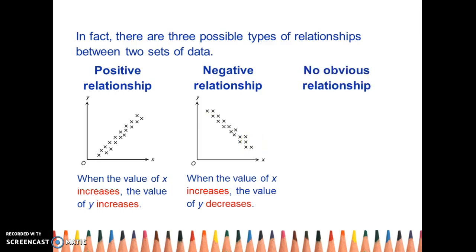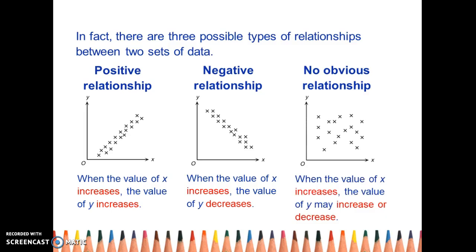So another one will be no obvious relationship. Remember, you have to say no obvious relationship. You cannot say that there is no relationship between two sets of data. You should say no obvious relationship. It will be something like this. When x increases, y can increase or decrease.